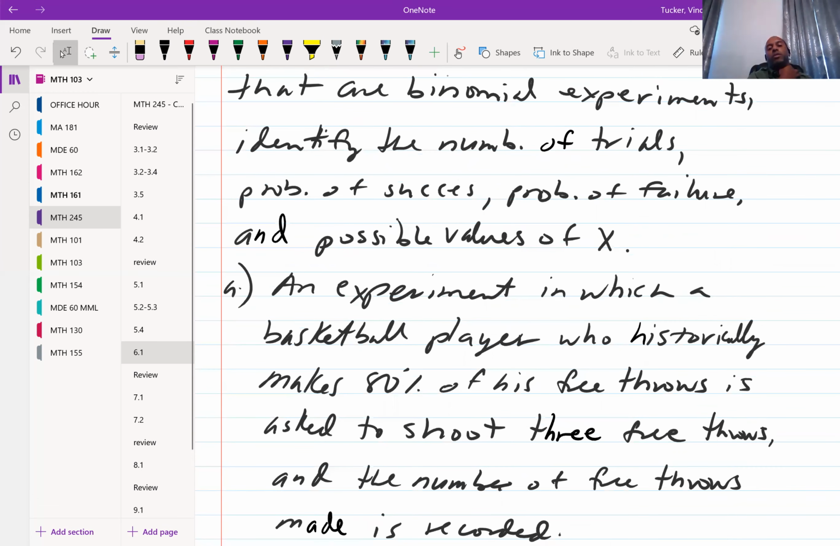All right. So first one, an experiment in which a basketball player who historically makes 80% of his free throws is asked to shoot 3 free throws, and the number of free throws made is recorded.